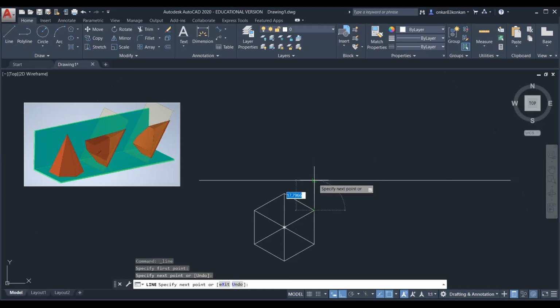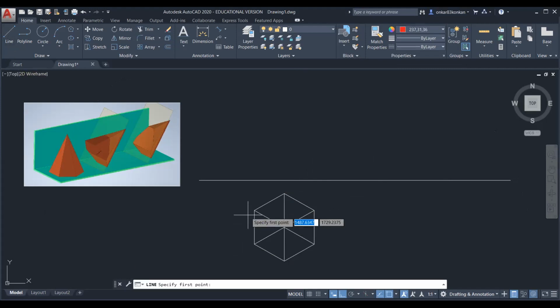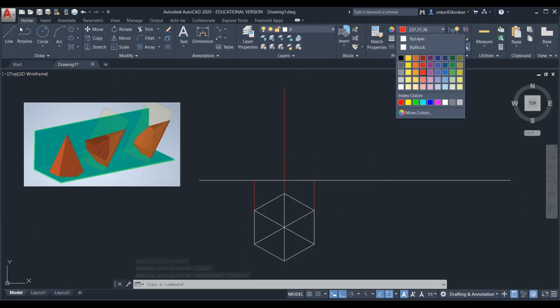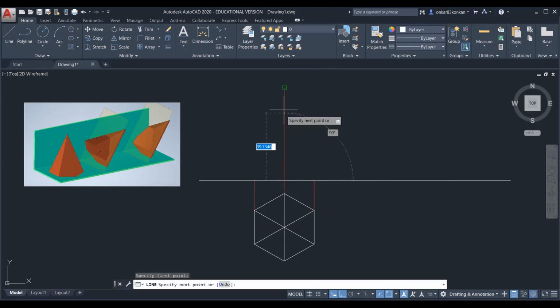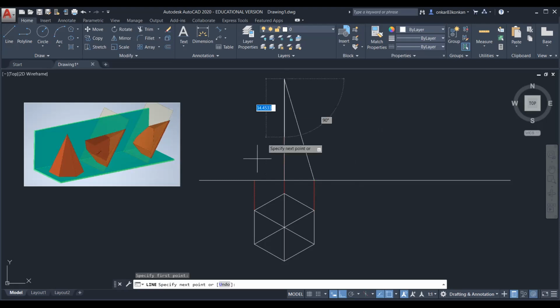Now take the projection in the front view and complete the front view. The height of that pyramid is 60 mm, so take this height 60 mm. Okay, so this is the front view in the first stage.